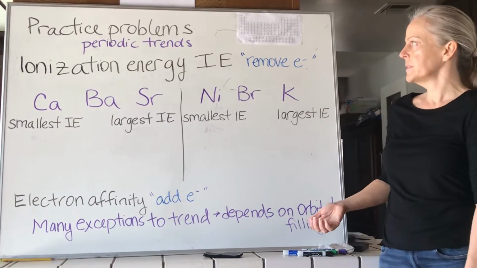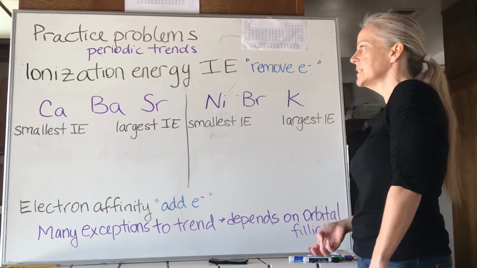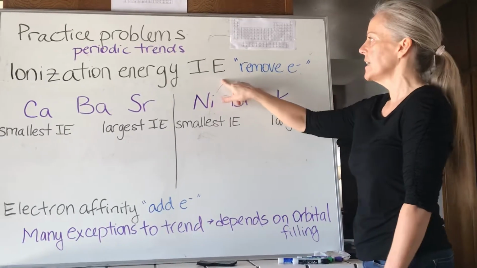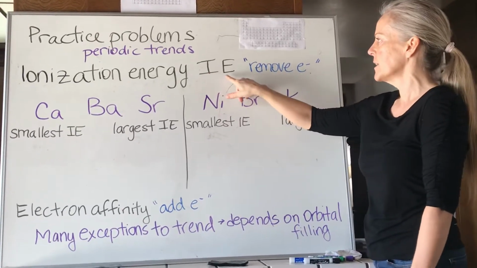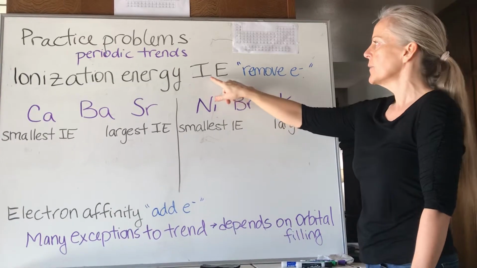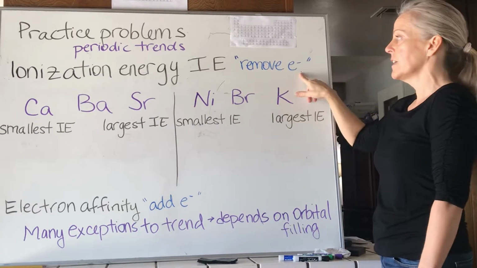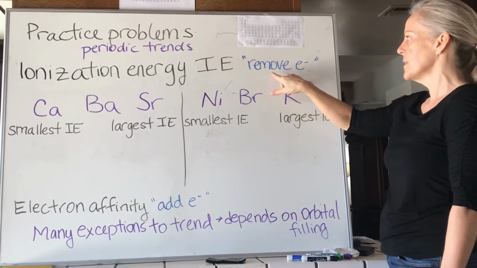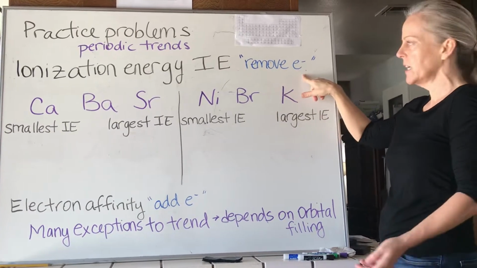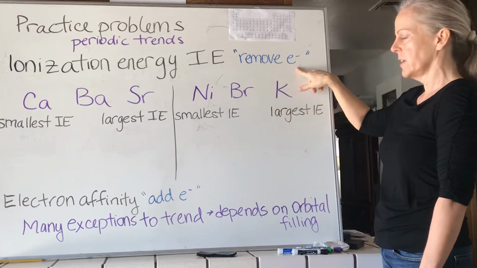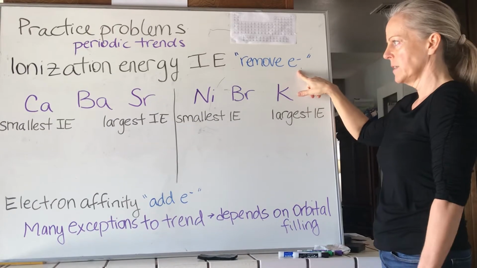Practice problems for the periodic trends. This is the ionization energy trend. I'm just putting IE, and I've put that on other talks. So ionization energy is to remove an electron. It's the amount of energy to remove an electron in the gas phase. But just think, remove an electron as we go through this process.